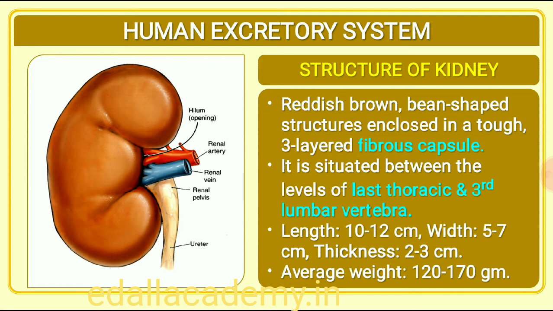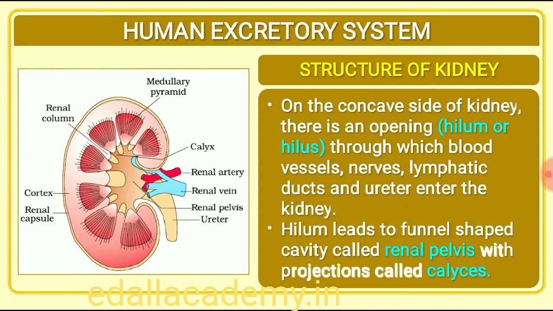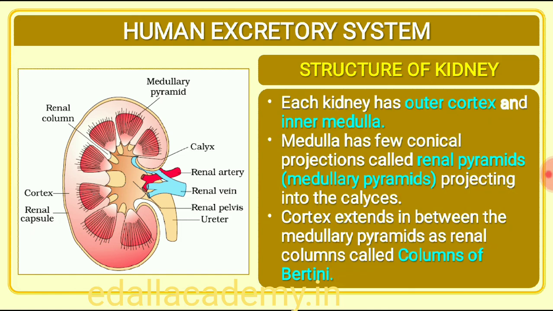Each kidney of an adult human measures 10 to 12 centimeters in length, 5 to 7 centimeters in width, 2 to 3 centimeters in thickness, with an average weight of 120 to 170 grams. Towards the center of the inner concave surface of the kidney is a notch called hilum, through which ureter, blood vessels and nerves enter. Inner to the hilum is a broad funnel-shaped space called the renal pelvis, with projections called calyces. The outer layer of the kidney is a tough capsule.